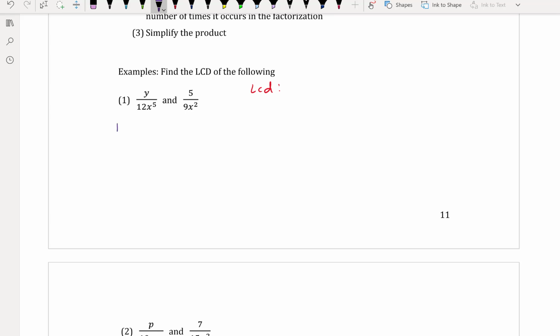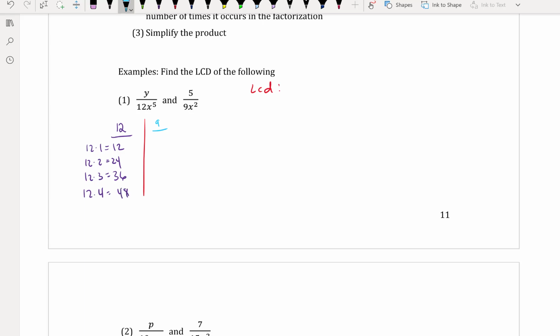So here I have a 12x to the 5th, and I want to compare it to that 9 that I have over here. So that way I can at least get the number. So I know that 12 times 1 is equal to 12. 12 times 2 is equal to 24. 12 times 3 is, and here I'm using my calculator, 36. And let's say 12 times 4 is 48.